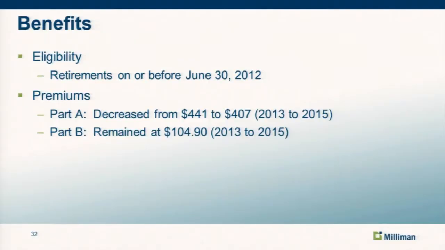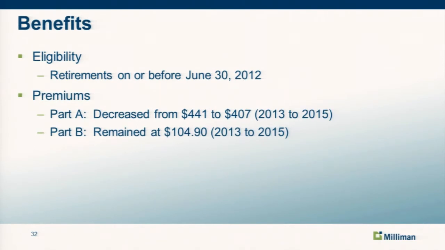Benefits provided are for people who have retired versus June 30, 2012. You had a discussion about this yesterday. The premiums are really the biggest story this year. The Part A premium, instead of increasing, as I said, we had an assumption of about 3.7% for increases every year, actually decreased from $441 to $407.